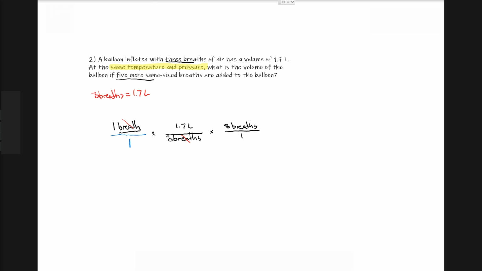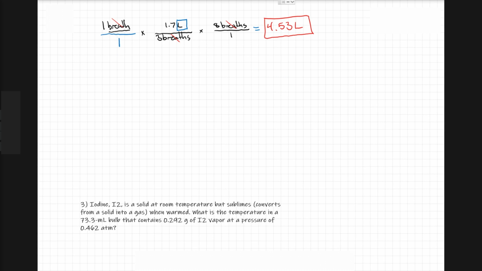By doing that, breaths cancels out again. And if you follow the units across, the only unit that we have left is liters. So whatever answer we get right here is going to be our liters. So to follow the conversion factors across, 1 times 1.7 divided by 3 times 8, that gives us 4.53 liters. And that is the answer to our question. So let's go ahead and move on to the next problem.